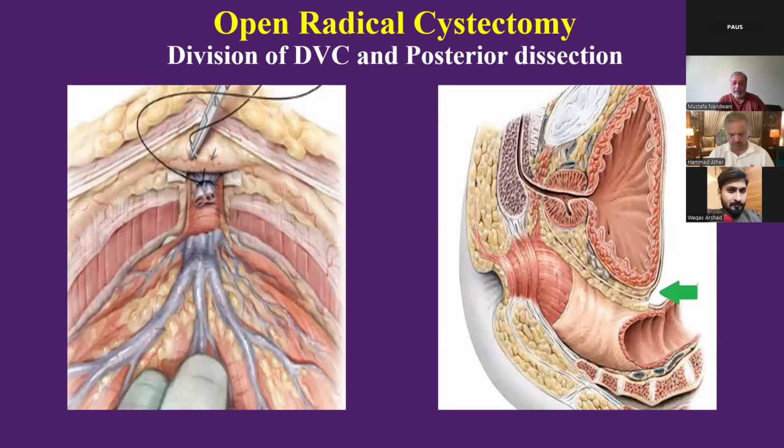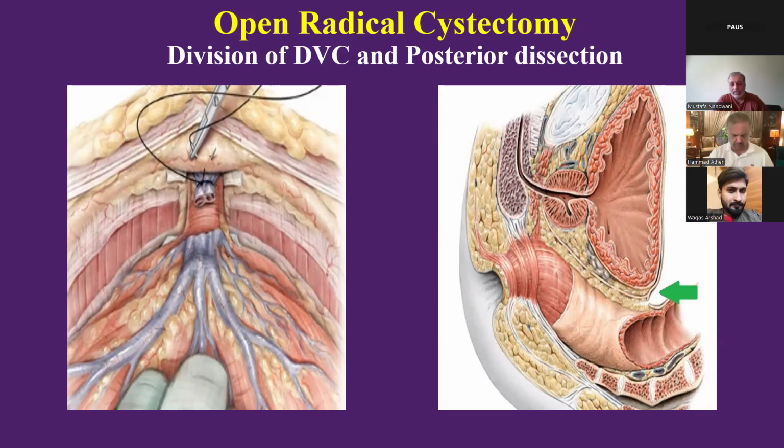Then, before I do the posterior dissection, I preferably try to do the DVC. So then you can select, DVC is done. At this point, you can select the hemostatic type of things, and things are controlled. Then before I go to the posterior plane, at that point I cut both the ureters and send for the frozen sections. And then you see the green arrow, that's the plane between the bladder and the rectum.